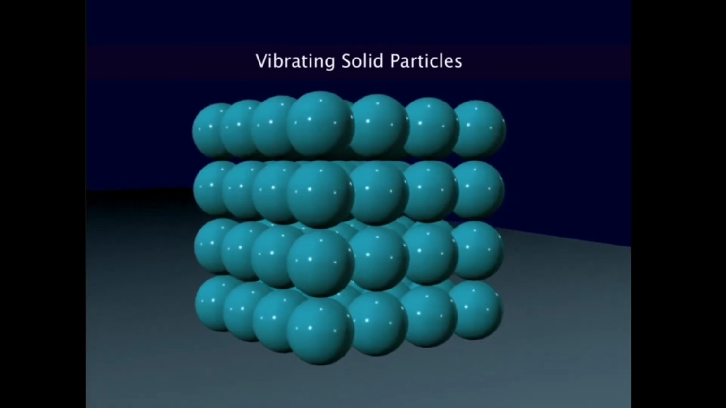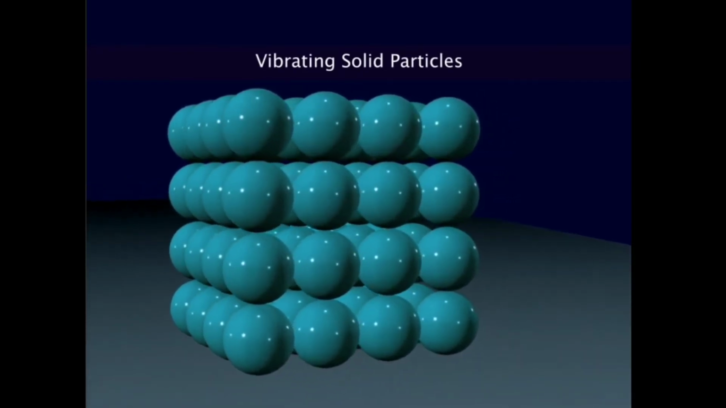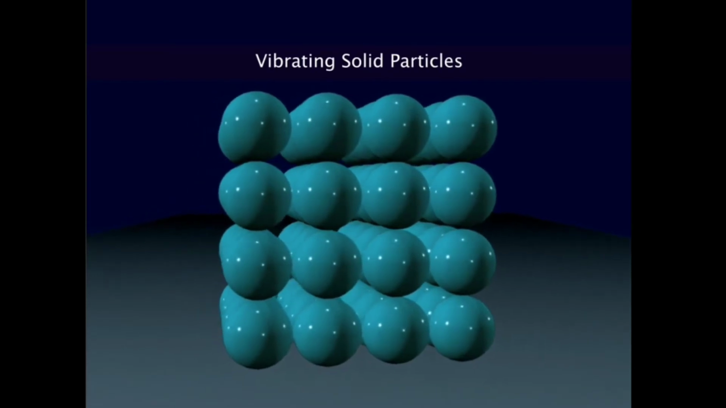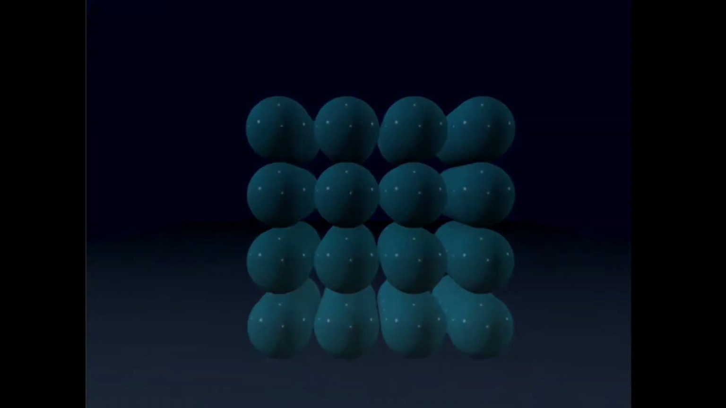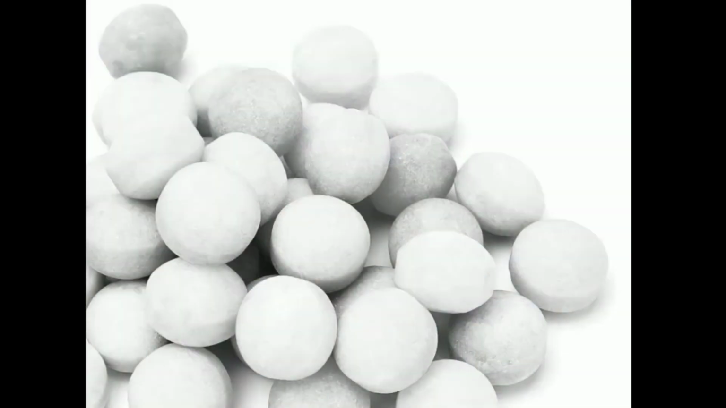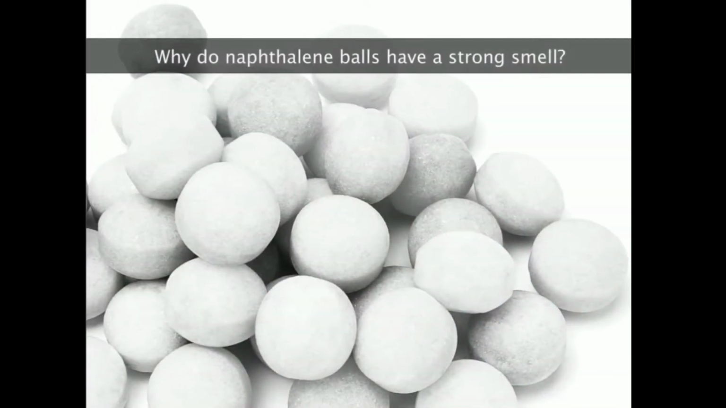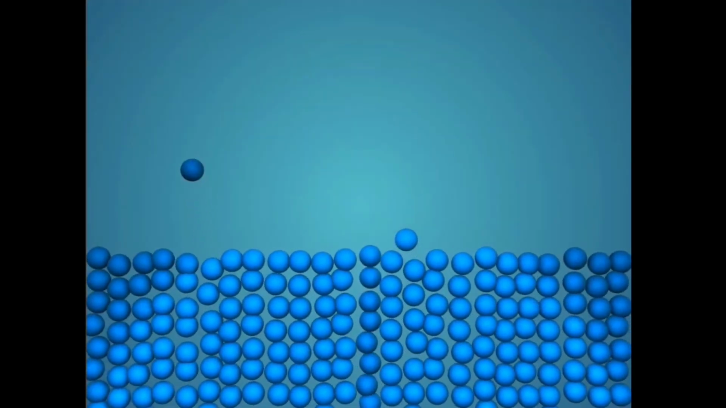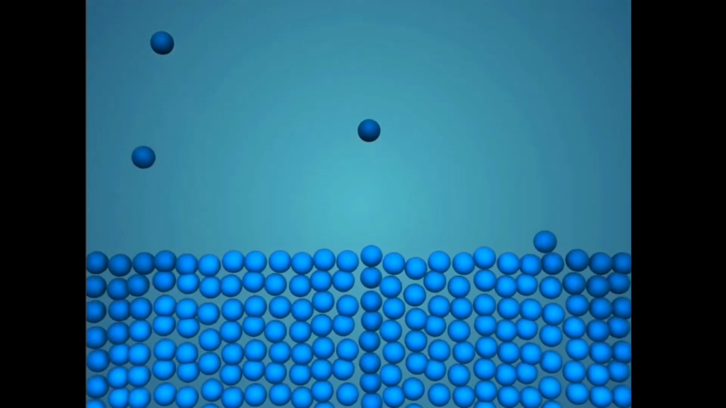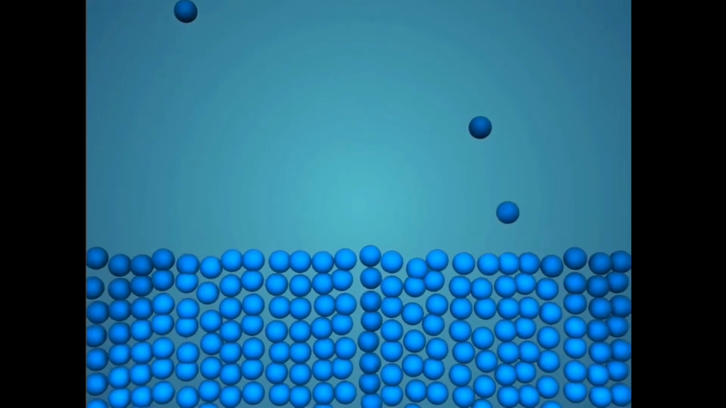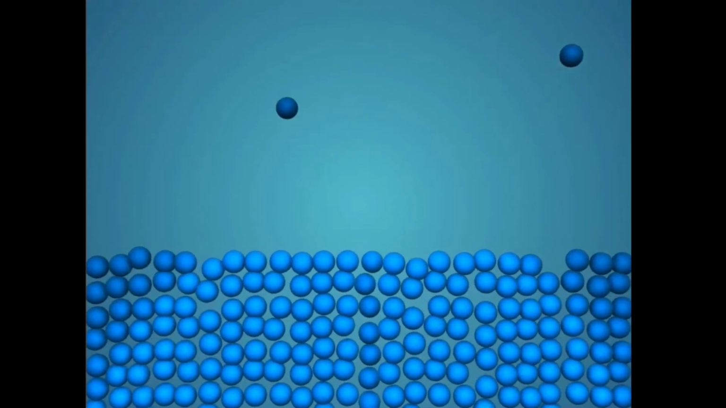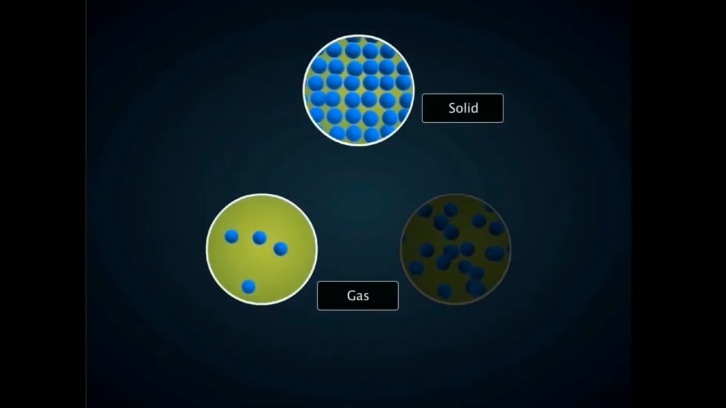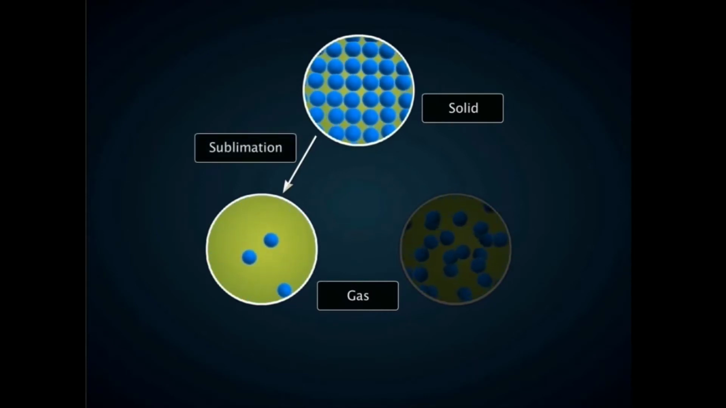The attractive force between the particles in a solid chalk piece is high, and they are tightly held together. Why do naphthalene balls have a strong smell? Well, the molecules of naphthalene must be breaking away from the surface as a vapor, because otherwise we wouldn't be able to smell it. This change of state of a solid directly into a vapor is called sublimation.